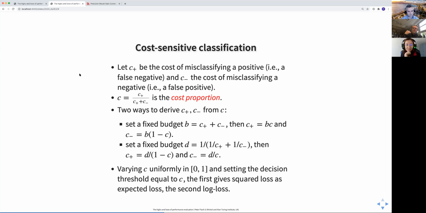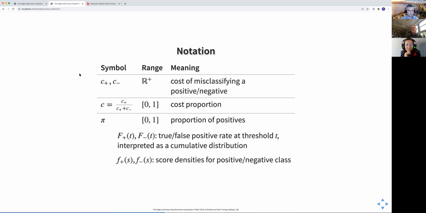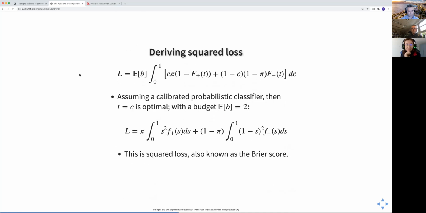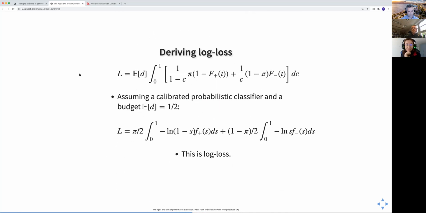But actually, if you use the harmonic budget, you get log loss. And this is essentially because 1 over x is the derivative of the natural logarithm of x, okay? Which means that I'm going to skip the derivation here, but people can look at that at their own leisure.